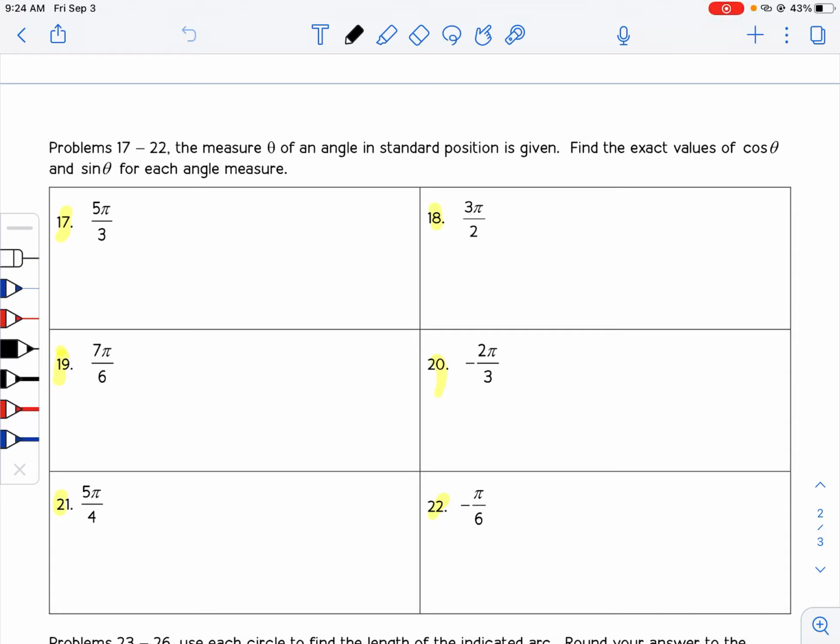All right, gang, so here's where we left off yesterday. Problem 17 through 22: measure the angle in standard position given, and give exact values for cosine and sine. You want to use your unit circle for that. You should be able to locate each of these values on your unit circle. The only ones that will be a little tricky for you are 20 and 22 because they're negative. Just remember we can turn them into positive angles, okay?